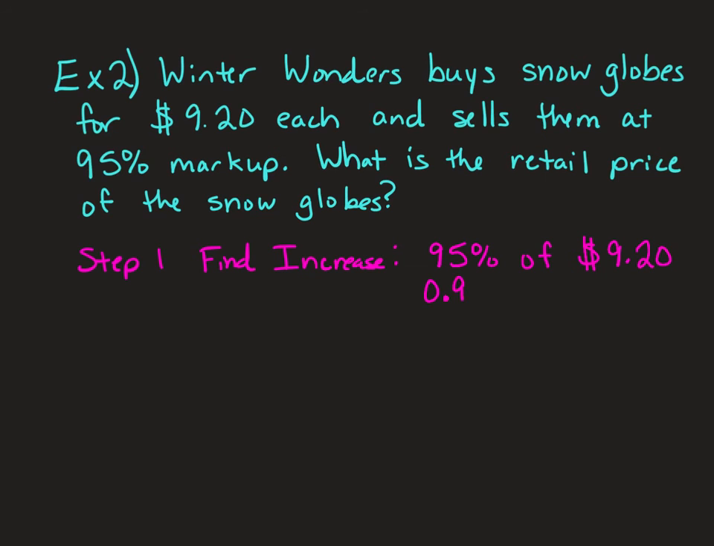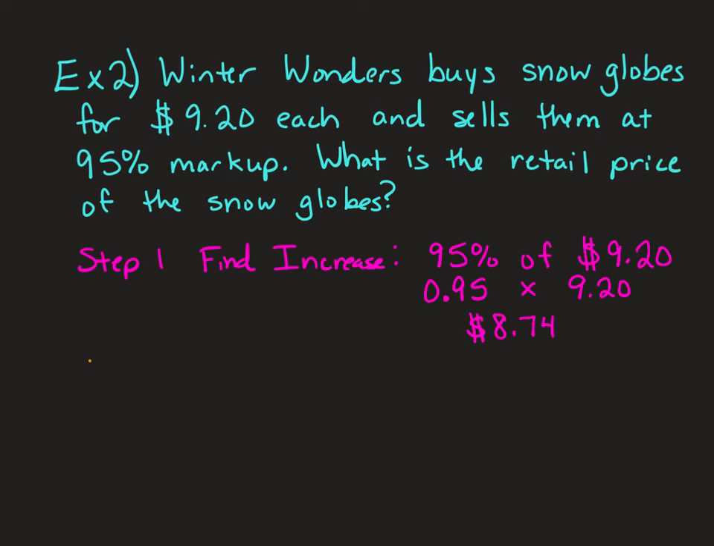Change 95% to a decimal. Of means times. And when we multiply 0.95 times 9.20, we get 8.74. And since we're dealing with money, we need a dollar sign. And it's already in the hundredths place. So $8.74 makes sense.